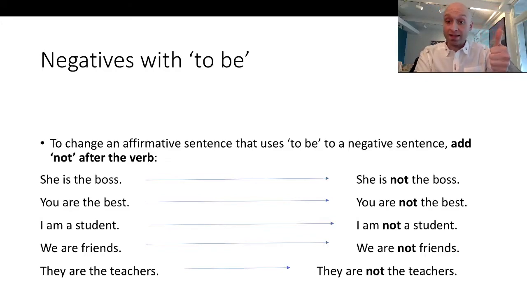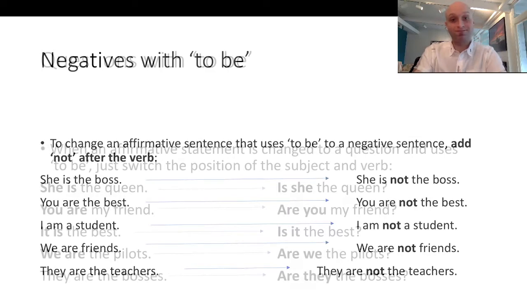You are the best. You are not the best. I am a student. I am not a student. We are friends. We are not friends. They are the teachers. They are not the teachers. So we can see that when we use to be in the sentence to change it to a negative, we add not after the verb.